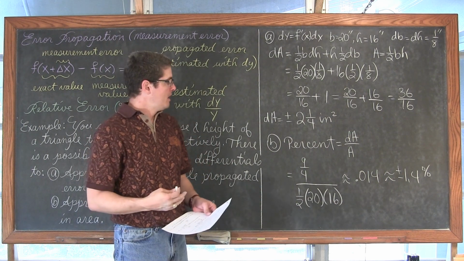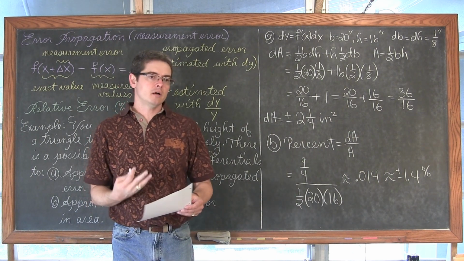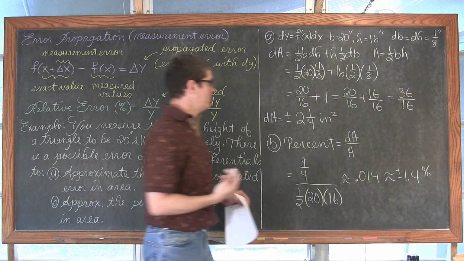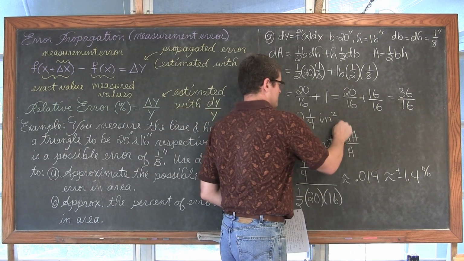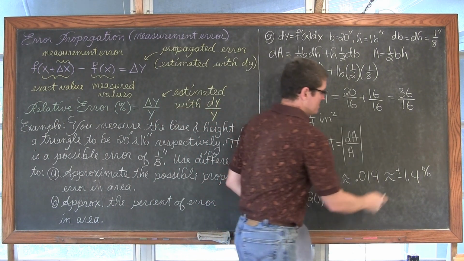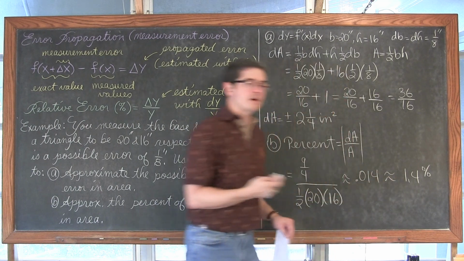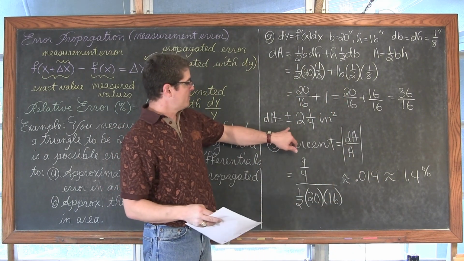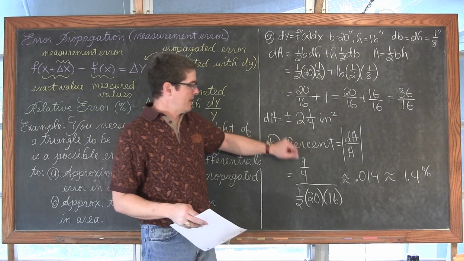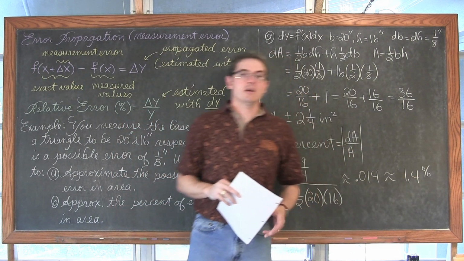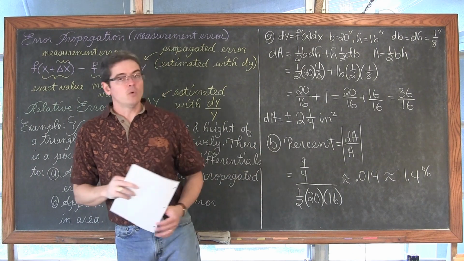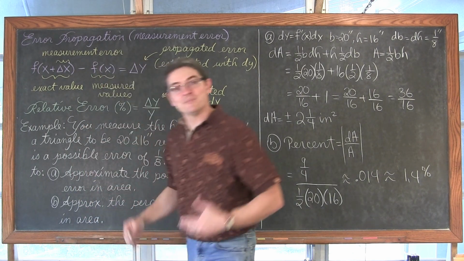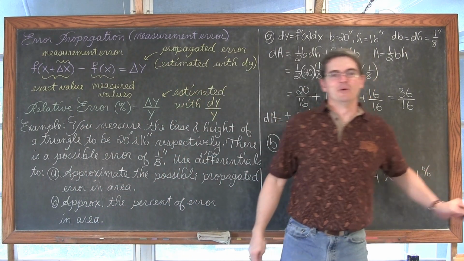Now, you can again do this as a plus or minus, because our measured error can be above or below. The solutions guide, when they find the percent, wraps this in a set of parentheses to give just the positive answer. But again, your measurement can be a little bit above or below the actual area, and that would give you an approximated relative error, or percentage of error, of 1.4%. And that is the end of our first example.